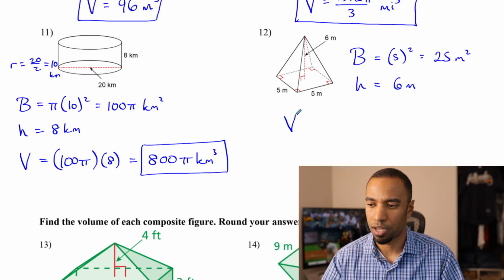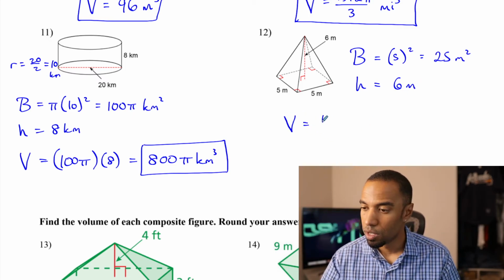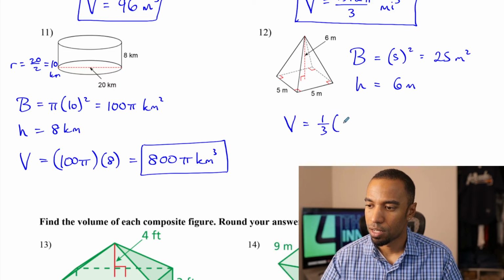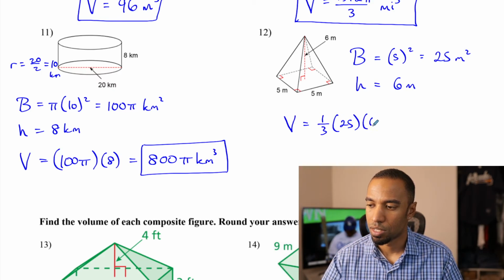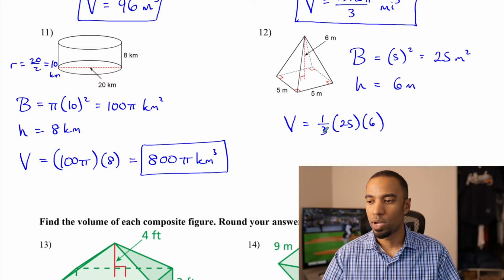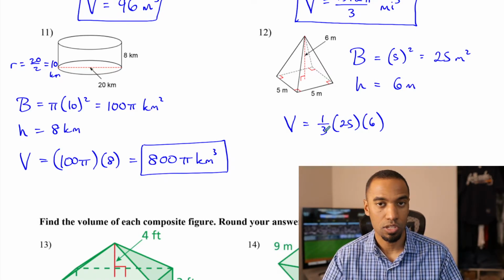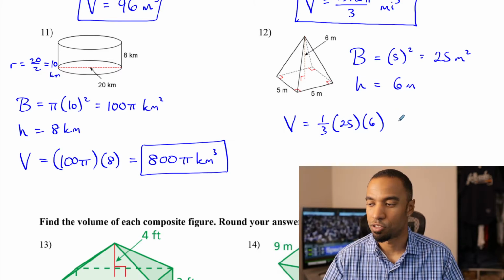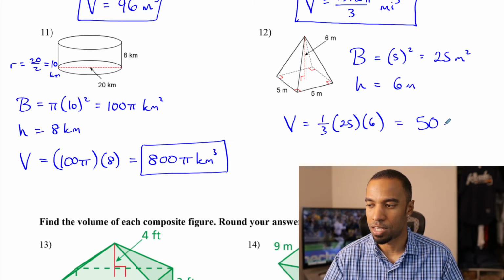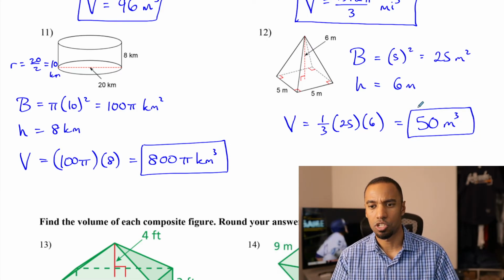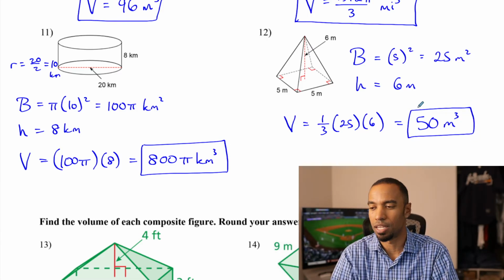So the volume here is going to be 1/3 area of base times height. We can't take 1/3 of 25, but we can take 1/3 of 6. 6 divided by 3 is 2, and 2 times 25 is 50. So we're going to get 50 cubic meters right there. And that one's actually one of the easier problems outside of the 1/3, taking that into account.